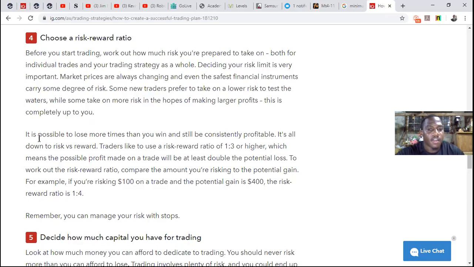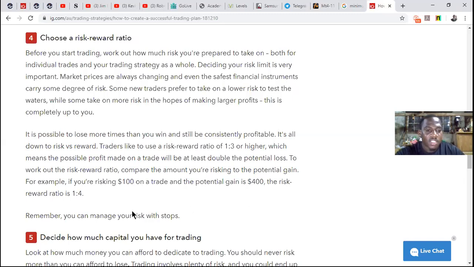It's possible to lose more times than you win and still be consistently profitable. It's all down to risk to reward. Traders like to use a risk to reward ratio of 1 to 3 or higher, which means that the possible profit made on a trade will at least double the potential loss, right? To work out the risk to reward ratio, compare the amount you're risking to the potential gain. For example, if you're risking $100 on a trade and the potential gain is 400, the risk to reward ratio is 1 to 4.